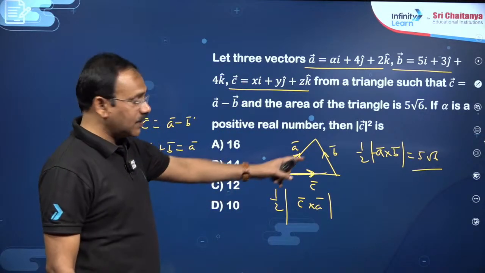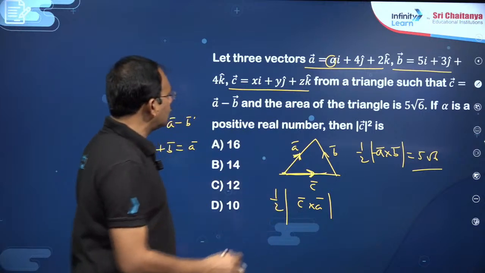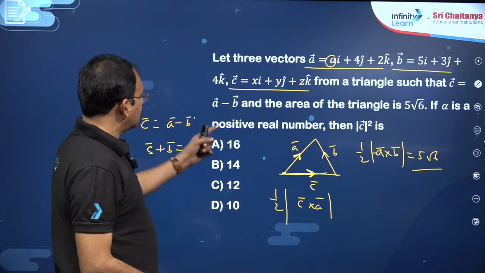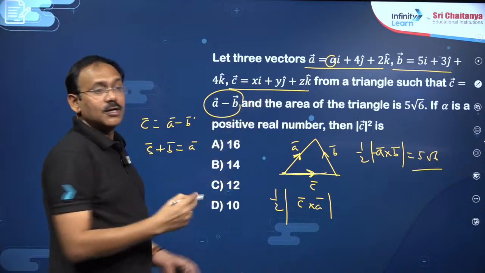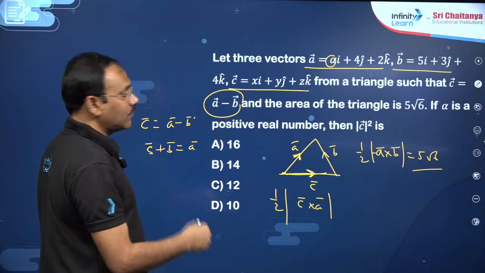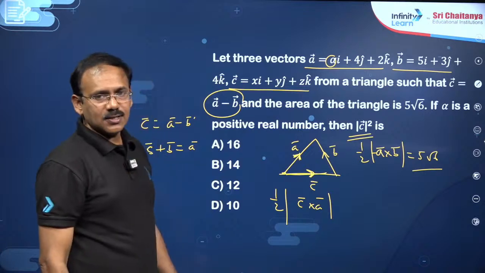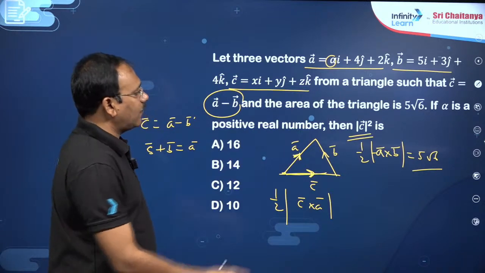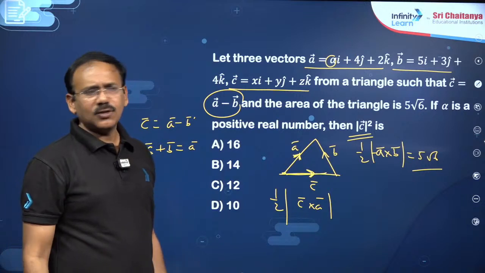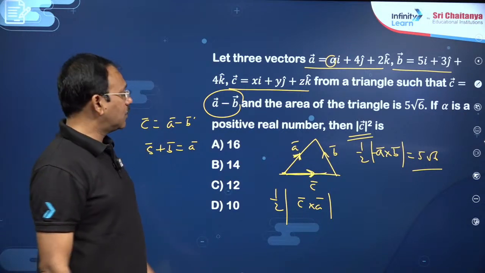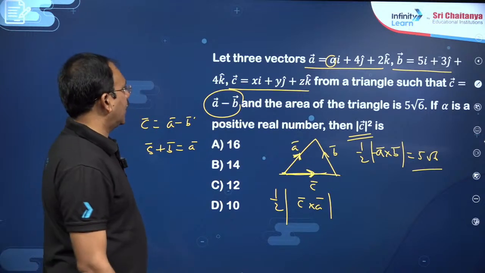So once you apply this area, you will get the value of alpha. Now you just want C bar, right? C bar is nothing but A bar minus B bar. You know A bar, B bar, you just find A bar minus B bar, you will get C bar, then you can find its magnitude square. Right, dear students? So to find alpha, apply area of minus A bar cross B bar, or of course anyhow you are taking magnitude, you can take B cross A also you can take, right?